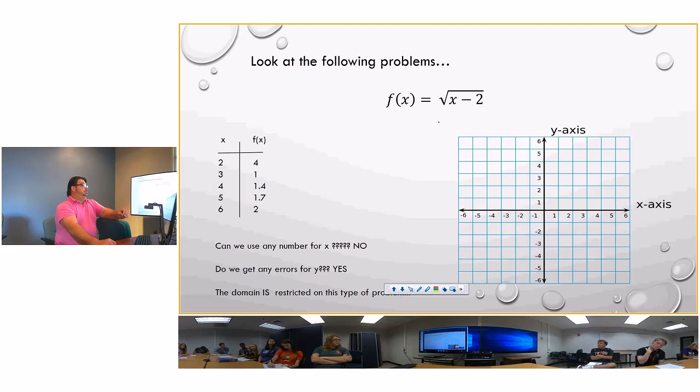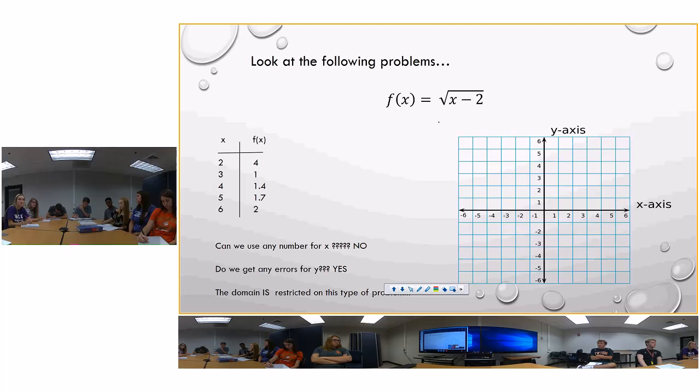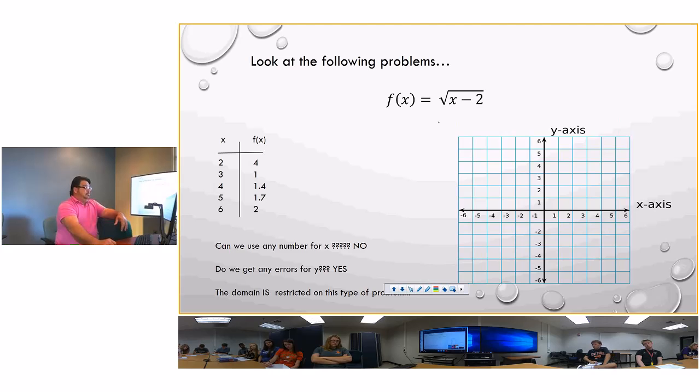So if you do the interval thing, would you put the bracket and then 2, comma, and then infinity? Yep, that's right. That's how you write that.